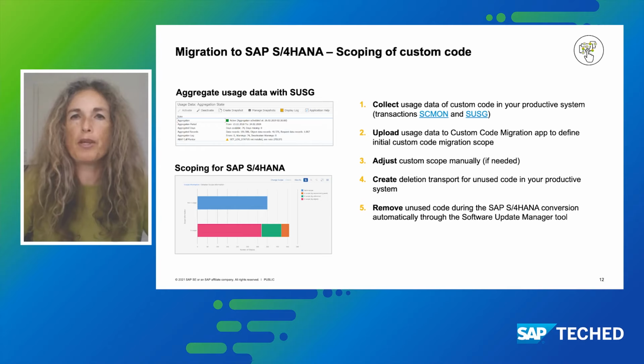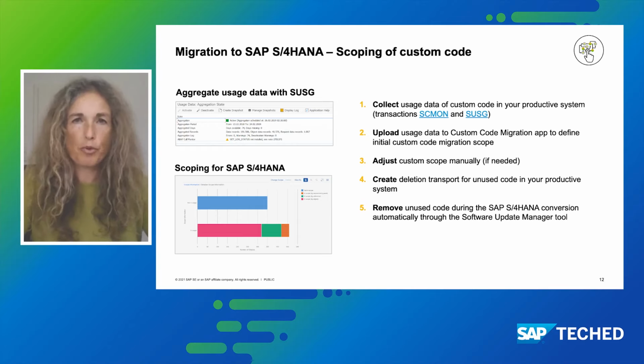The second step would be to upload the collected usage data to the custom code migration app to define the initial custom code scope. Of course, you can adjust this custom code scope manually if you need it. For example, if you want to add new developments for which the usage data simply doesn't exist, or remove some custom code developments from the scope.